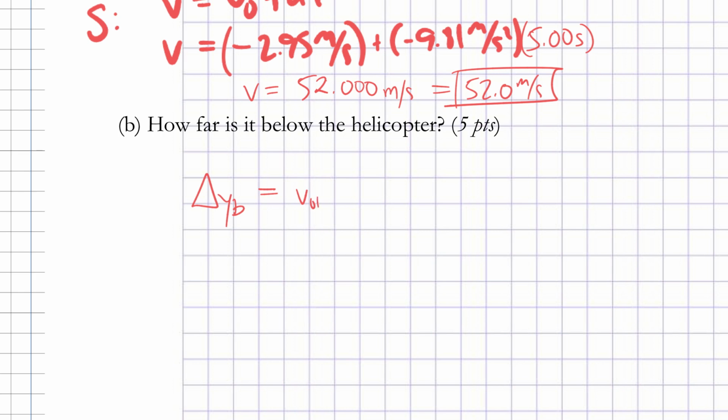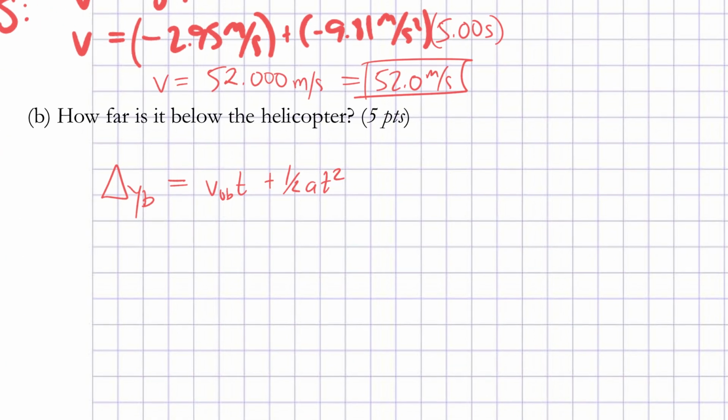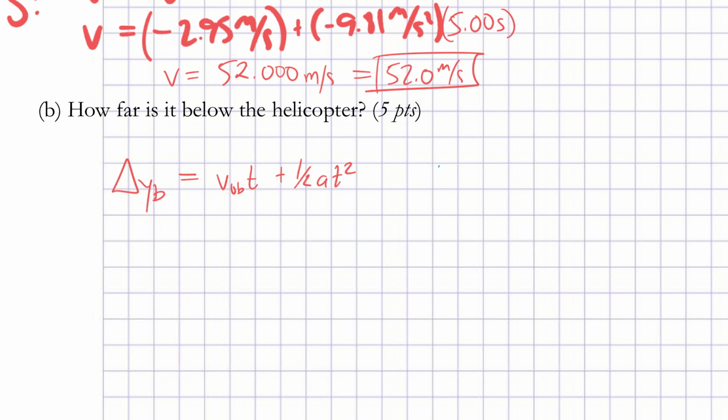Delta Y of the bag equals V naught of the bag times time plus 1/2 AT squared. Okay, straightforward. And then delta Y of the helicopter equals V naught of the helicopter times time plus 1/2 AT squared. Now we're going to note right off the bat that this term right here is going to go away because the helicopter is not accelerating. Okay, so that makes our lives a lot easier.